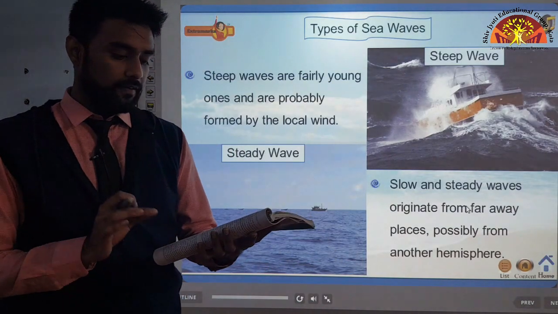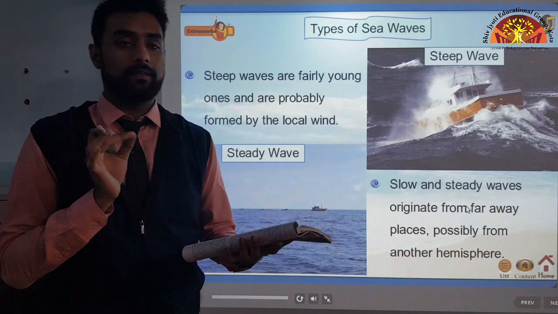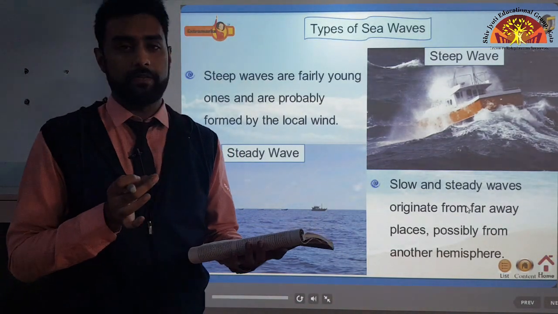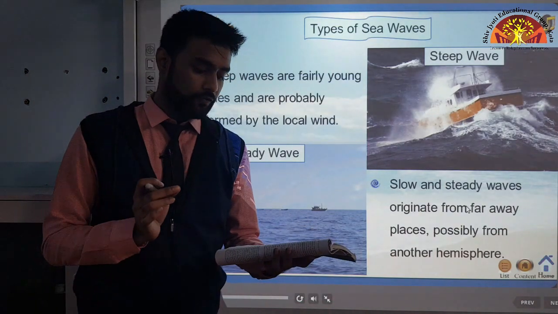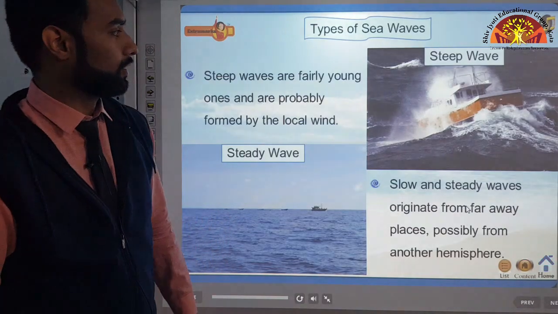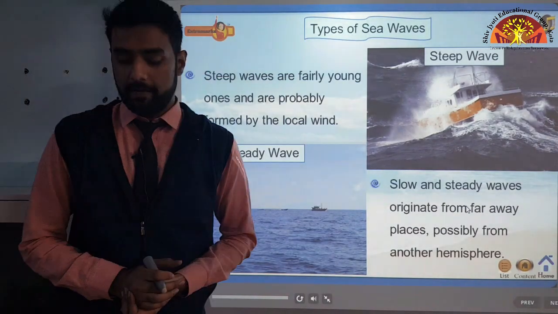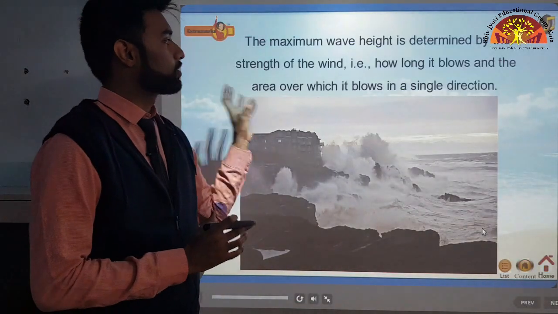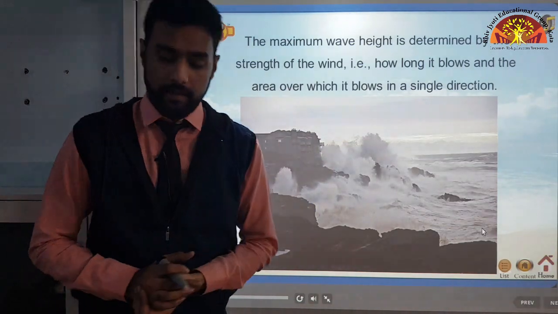The maximum wave height is determined by the strength of the wind. Underline here, on which factor the wave height depends. Okay, the height of the wave depends on the strength of the wind, that is how long it blows, and the area over which it blows in a single direction. Okay, so these are the types of sea waves, that is steep waves and steady waves. Now, the maximum wave height is determined by the strength of the wind, how long it blows, and the area over which it blows in a single direction.